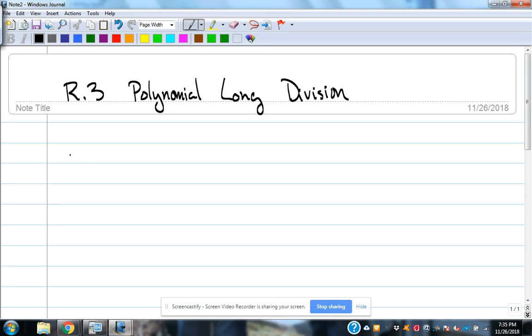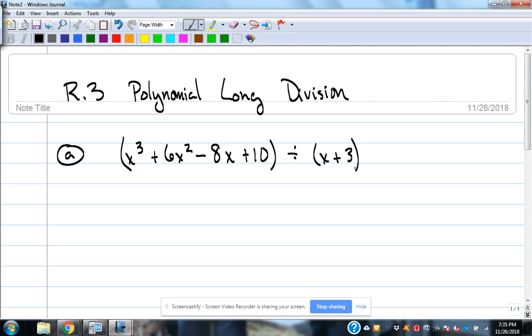Okay, so what we're going to start with is just a polynomial, x cubed plus 6x squared minus 8x plus 10. And we're going to divide that by x plus 3. We're going to use long division to do it in this section. Then we'll talk about when you can use a thing called synthetic division next. Sometimes you can use long division or synthetic division. There are other times where you have to use long division, so that's why we have to learn it, because there's times we're going to need it.